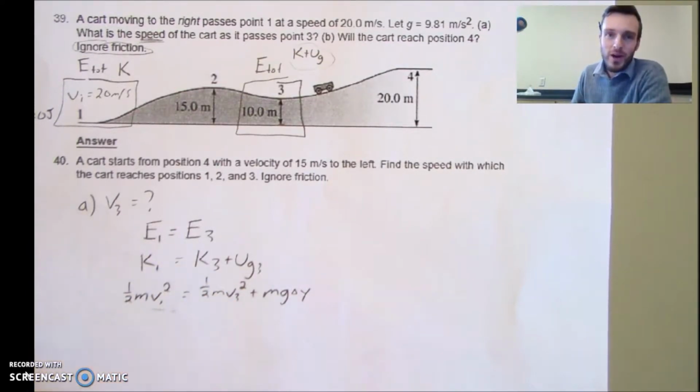Now the interesting thing about total mechanical energy is that it's defined as how much kinetic plus potential energy you have.